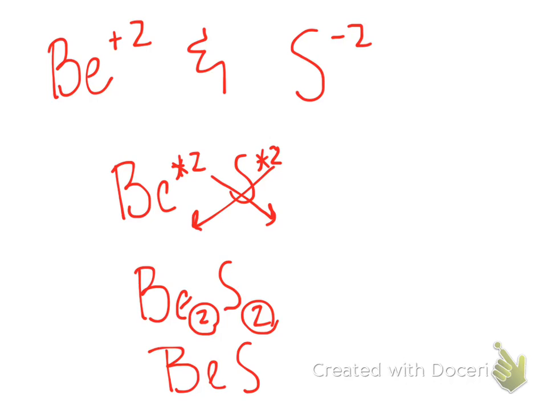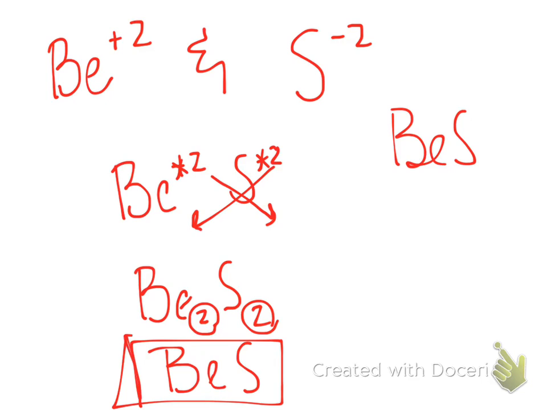If you were just looking at the charges, you would have easily said BeS, right? Because it's a plus 2 and a minus 2. So you just have to be careful, and you can use a mixture of the two methods. If crossing down works better for some and the charges work better for others, that's fine. Do you understand how our compounds go together now?